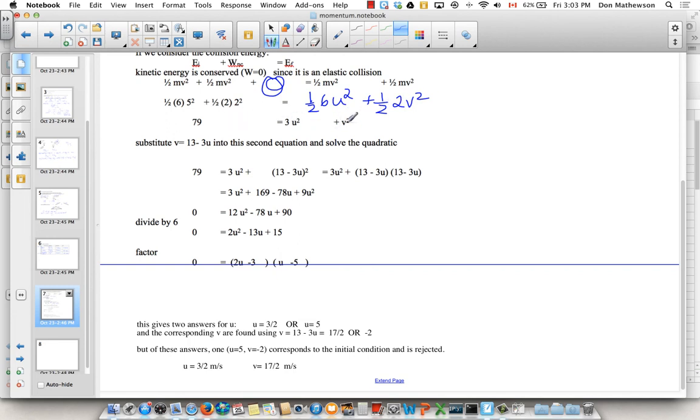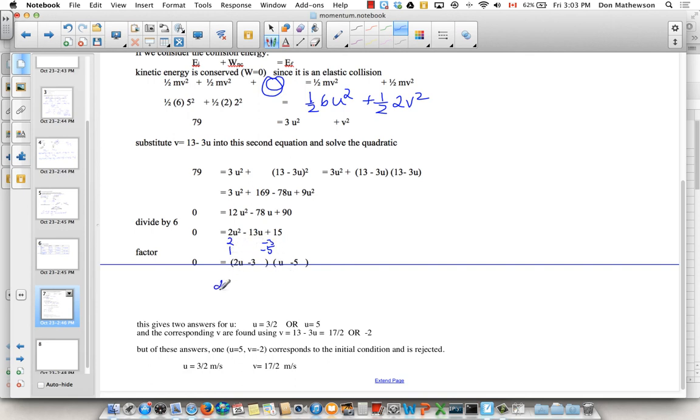Now where we have v, we'll substitute the above expression. So where we had v, we put in 13 minus 3u. Then you've got to square the bracket, expand using FOIL or the distributive law, bring the 79 over, gather like terms. These are all divisible by 6, so you get this expression. This can be factored, because 2 times 1 gives 2, minus 5, minus 3 gives plus 15, and then the cross terms, minus 10, minus 3, are negative 13. So that's (2u minus 3) times (u minus 5).